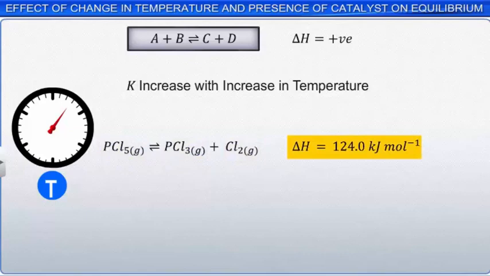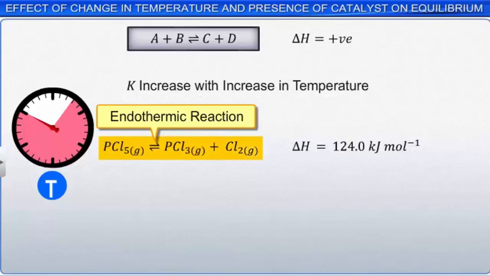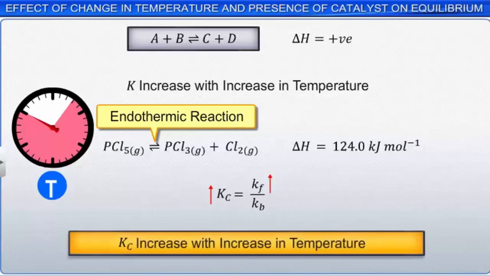If the temperature for this reaction is raised, then the forward reaction of PCl5 dissociating into PCl3 and Cl2 occurs. As the rate of forward reaction increases, the rate constant for the forward reaction, Kf, and consequently, the value of equilibrium constant Kc also increases. Thus, for an endothermic reaction, with an increase in temperature, the value of equilibrium constant Kc also increases.